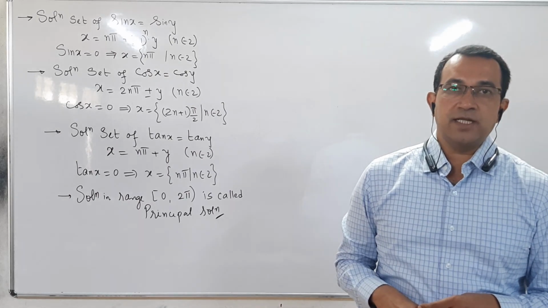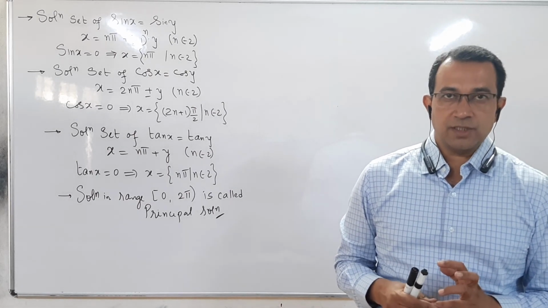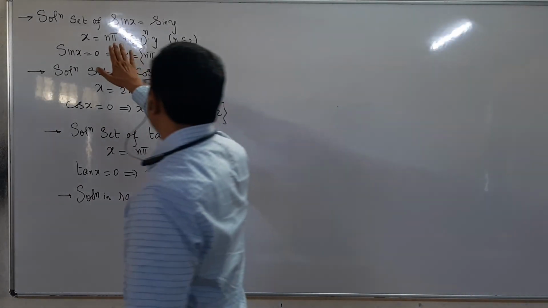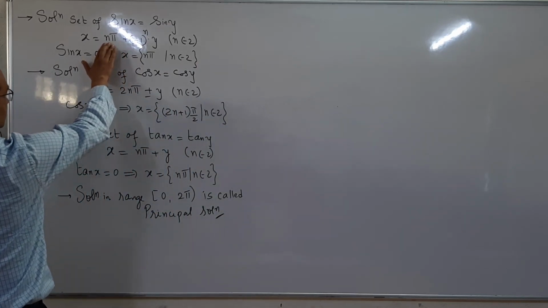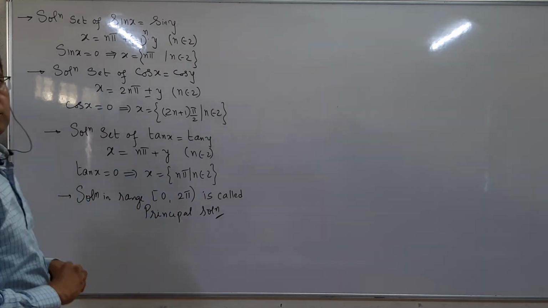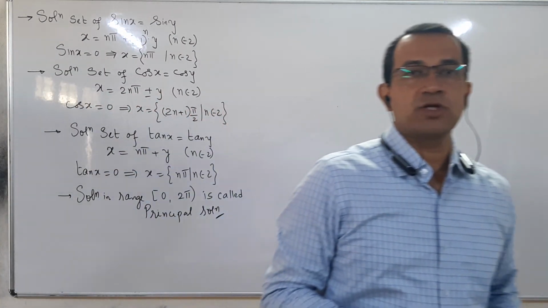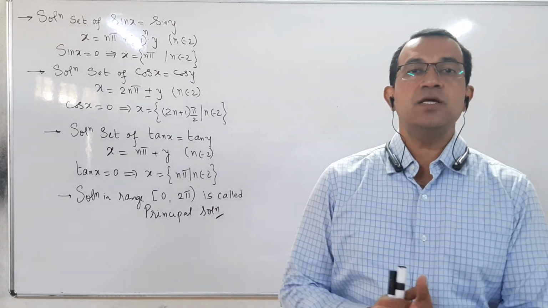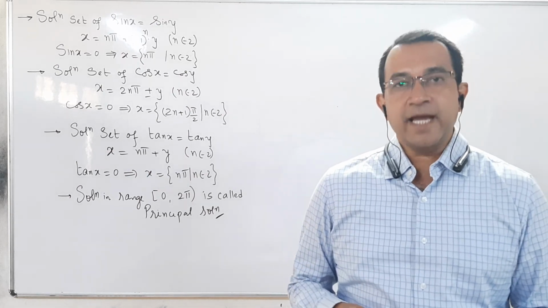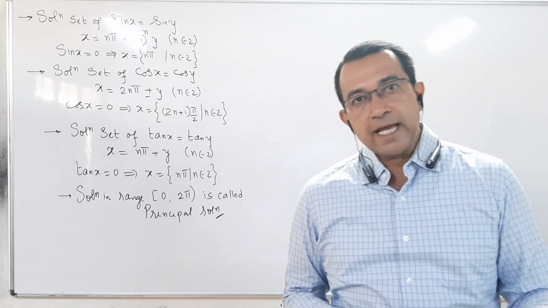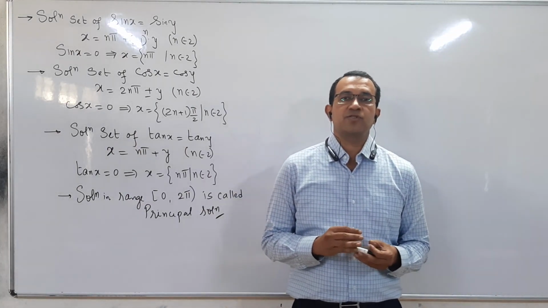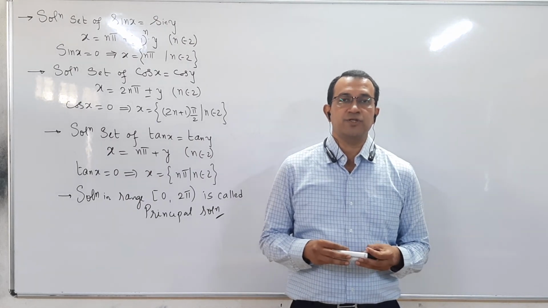And for your understanding, a trigonometric equation may have many solutions. The solutions involving n are called general solutions, and the solution in the range closed 0 to open 2 pi, students, that solution is called the principal solution. So this we should carefully remember and memorize before doing the sums of solutions of trigonometric equations.